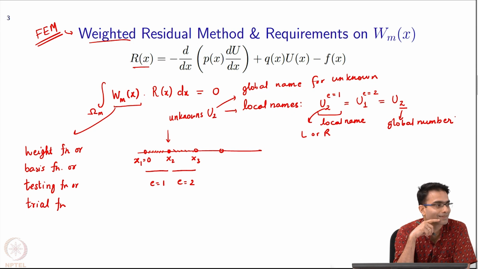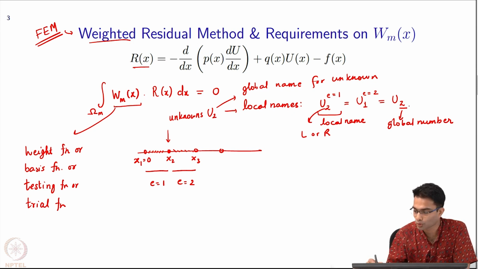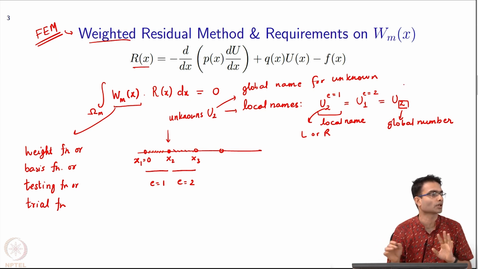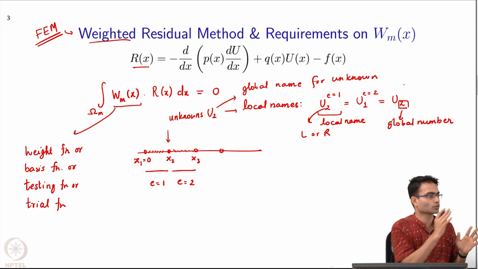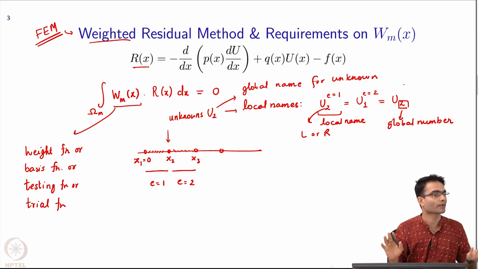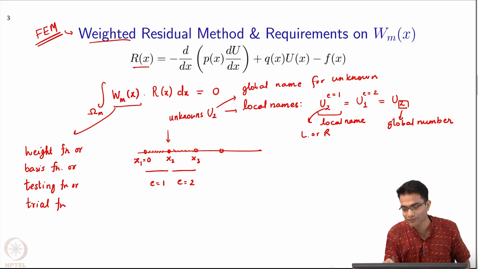That subscript 2 is what? That's what the subscript 2 over here. If there is no element over here on top, then it refers to the global number. How many nodes are there? 3 nodes, U1, U2, U3. But if I am referring inside locally, then this refers to L or R.